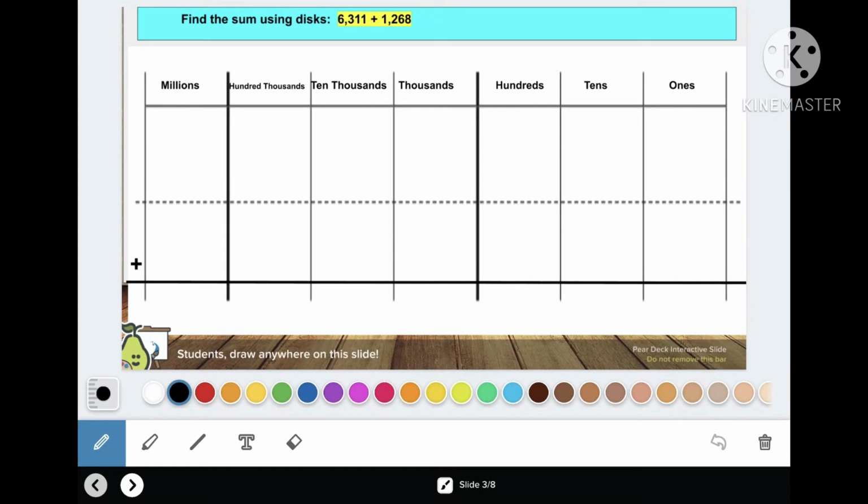I want to find the sum using discs. I want to find the sum of 6,311 and 1,268. So the first thing that I need to do is I need to line up these numbers on my place value chart. My first number is going to go on my first row, and my second number is going to go on my second row. With that being said, you guys, what place value am I going to start drawing my discs? Am I going to start in my ones, my tens, my hundreds, my thousands, 10,000s, 100,000s, or millions?